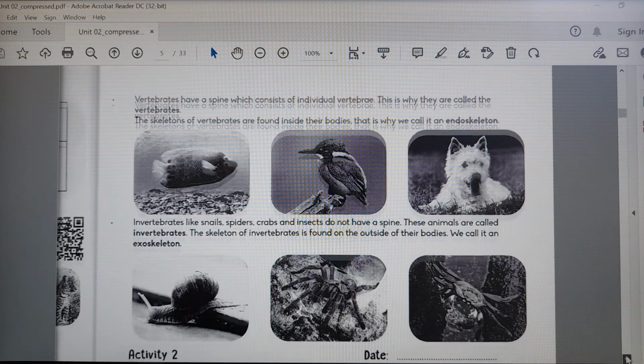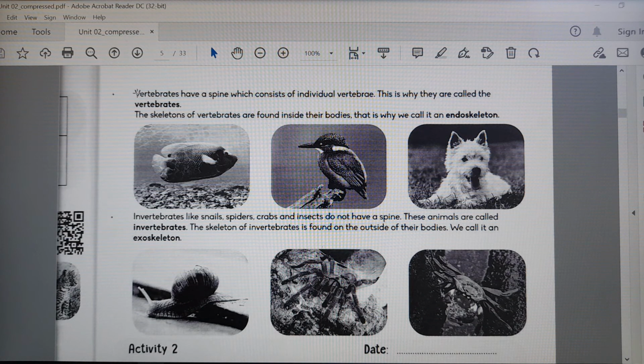Let's look now at vertebrates, which are animals with spines. Vertebrates have a spine, which consists of individual vertebrae. This is why they are called vertebrates. The skeletons of vertebrates are found inside their bodies. That is why we call it an endoskeleton, because the skeleton is inside. Endo means inside. So all these are vertebrates, because they have spines.